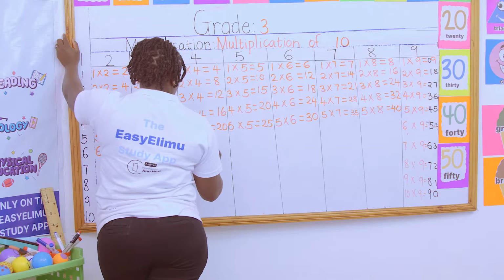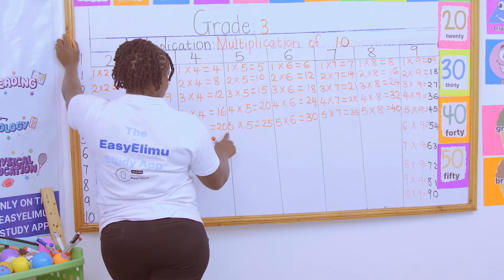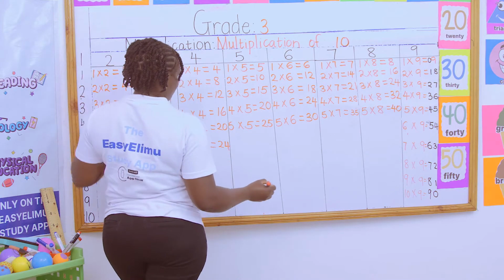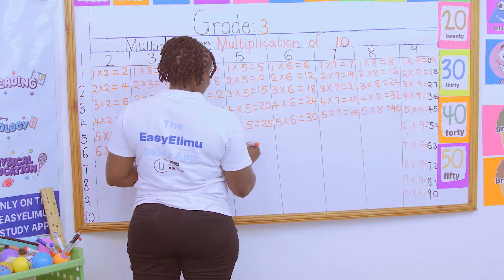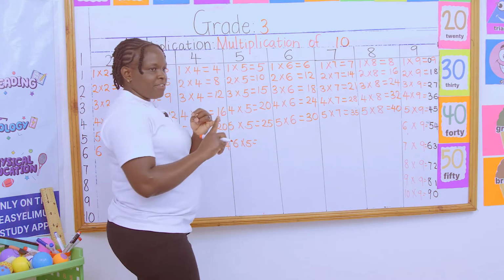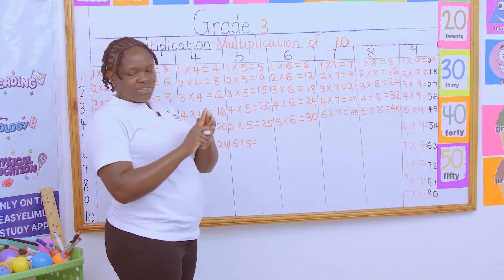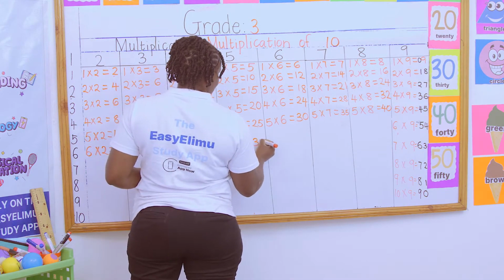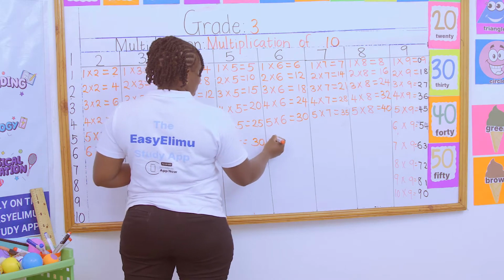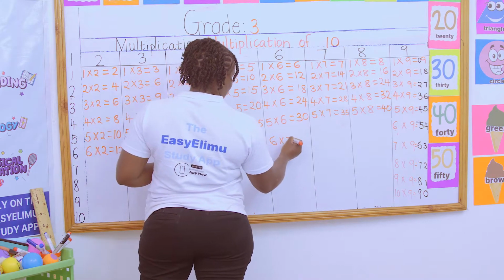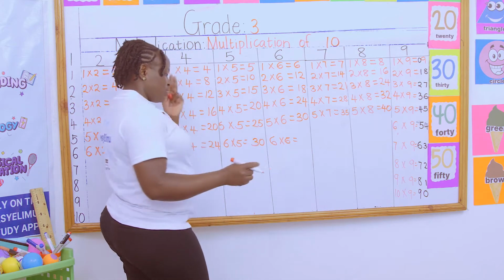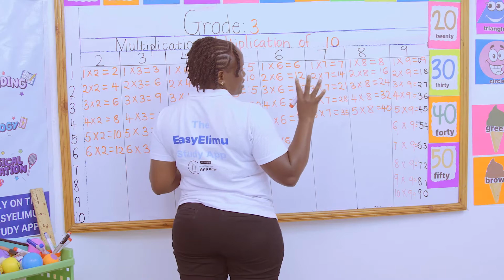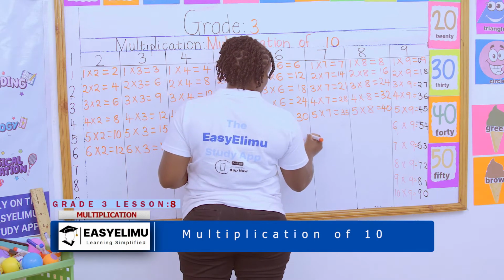What is 6 times 4? 6 times 4, if this is 20, 21, 22, 23, 24. We are adding 4. Then 6 times 5, we use our method: 5, 10, 15, 20, 25, 30. So we say 6 times 5 is 30. What about 6 times 7? 6 times 6 first. So this is 30. We increase by 6: 30, 31, 32, 33, 34, 35, 36.